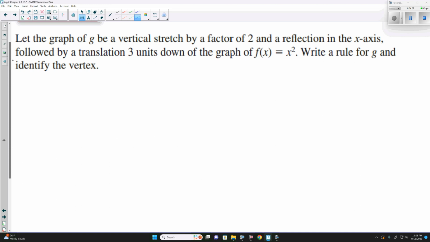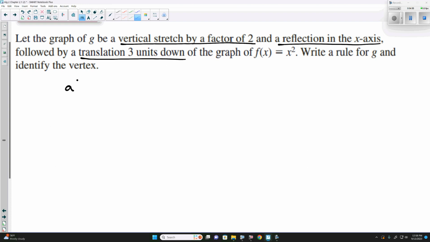Now, let the graph of g be a vertical stretch by a factor of 2. So there's our first transformation. And a reflection in the x-axis, followed by a translation of 3 units down of the graph of f(x) = x^2. Write a rule for g(x), so we want to find the function, and identify the vertex.